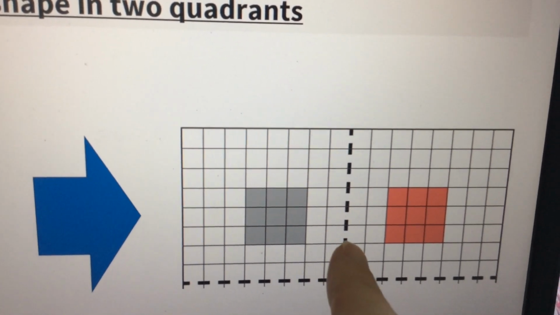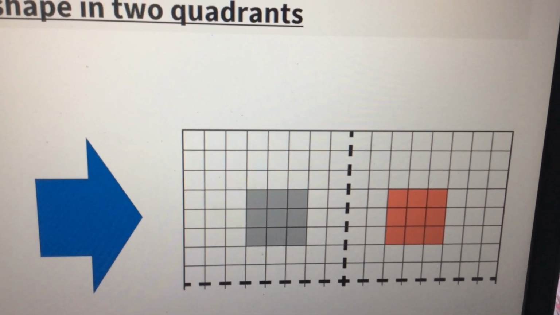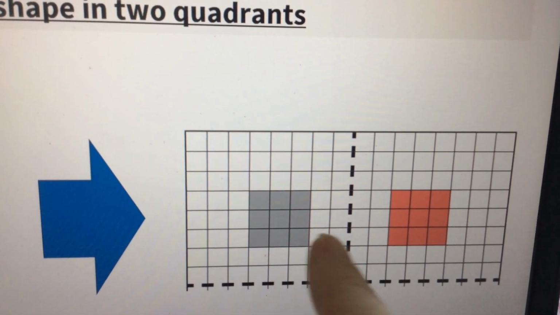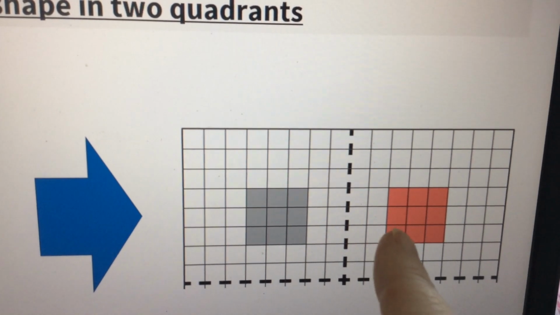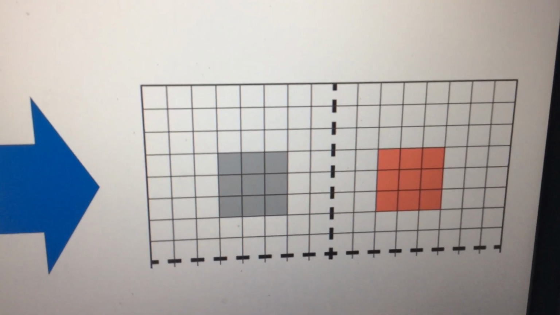So again, this one, 2 squares away. And these are 5 squares away. So the best way of doing this is by counting from that mirror line.